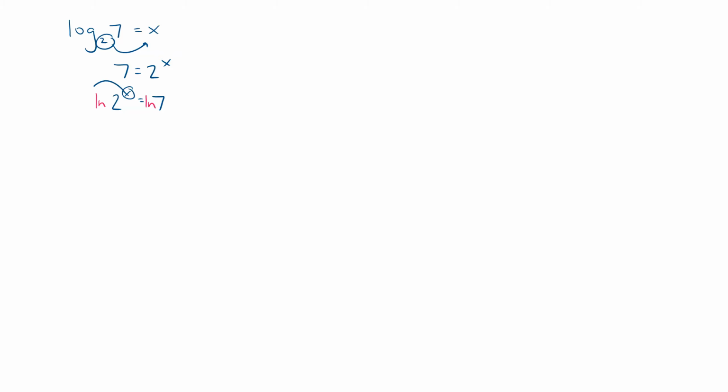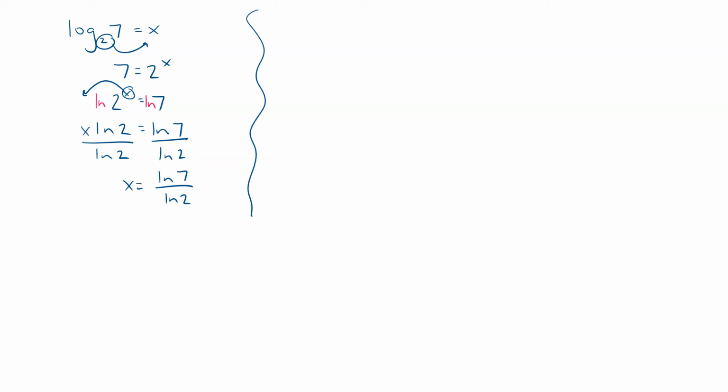Now the froggy can jump off the loggy. I get x natural log 2 equals natural log 7. I'm going to divide by natural log 2, and I get x equals natural log 7 over natural log 2. Now let's do that again.